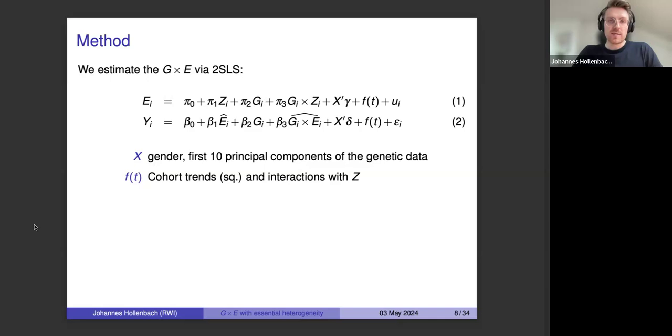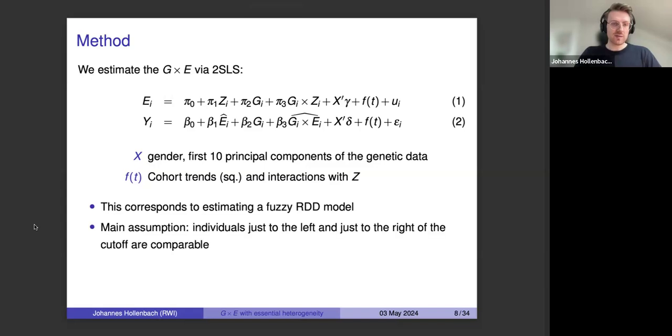We do not have many control variables. They're not strictly necessary, but we felt that it would be good to include gender and the first 10 principal components of the genetic data, which is sort of, I guess, a convention in literature now. And we also have this f of T. These are cohort trends, squared cohort trends, and their interactions with the instrument. This basically makes it equivalent to estimating a full fuzzy regression discontinuity model.